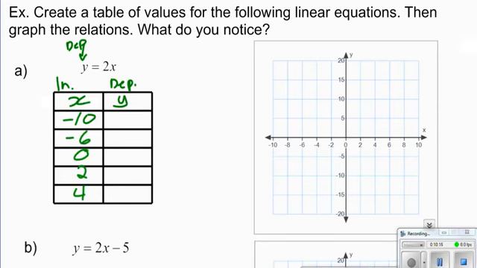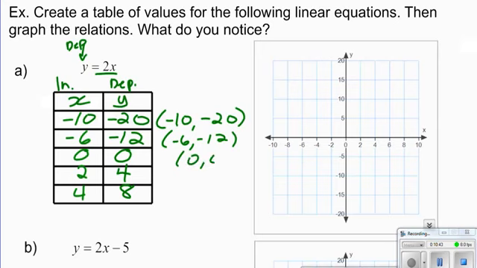And then we're going to graph them. So we're going to follow our pattern. To figure out what happens at -10, we're going to go -10 times 2, -20. -6 times 2, -12. 2 times 0, 0. 2 times 2, 4. And 2 times 4, 8. So these are my coordinate pairs.